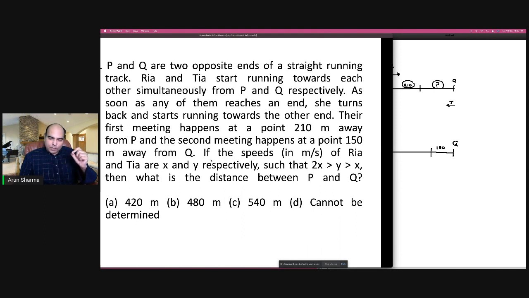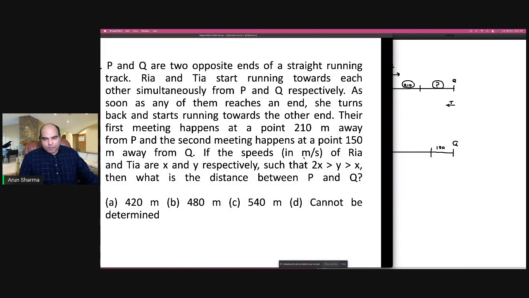Please remember, I'm solving this during my first reading. So I've not read the end of the problem and then started to solve. I am reacting to what I'm reading here, and based on that, I'm solving this question.